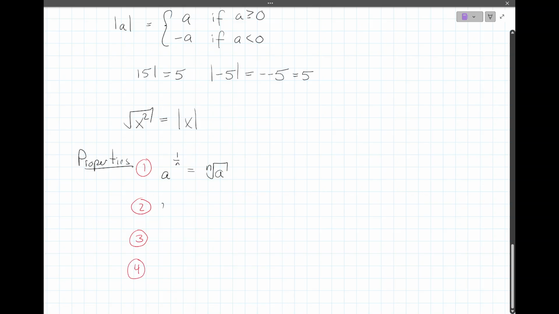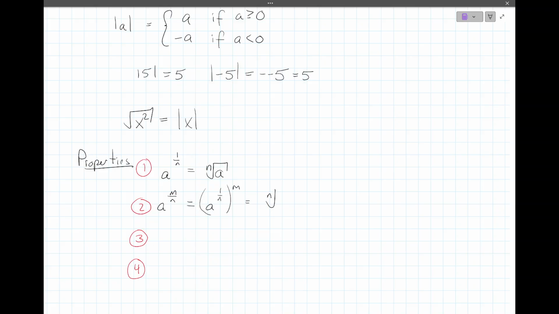Property 2 is a to the m over n, which can be written as a to the 1 over n, to the m, and makes our radical nice and easy, because we get to the nth root there, and then we can take the exponent. It's going to save us a lot of work if we take the root first and then take an exponent, or we simplify.